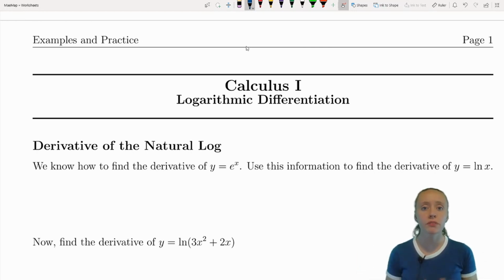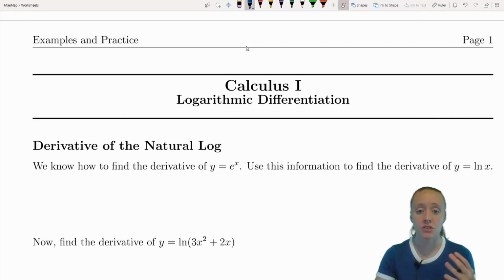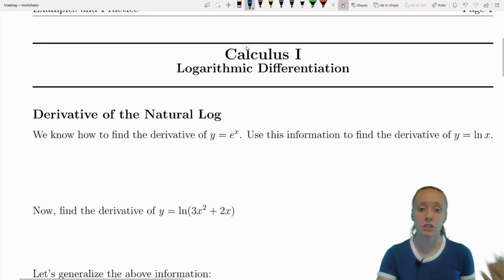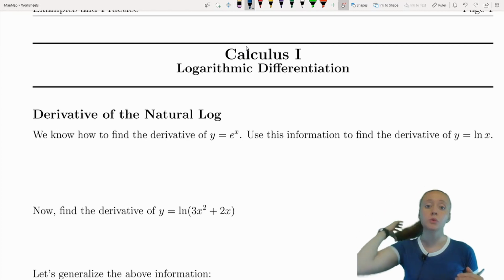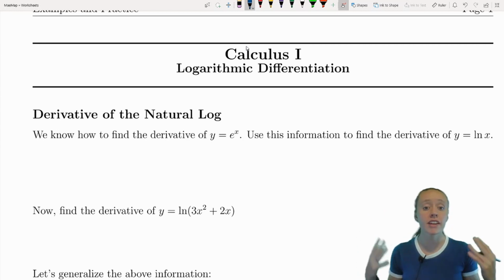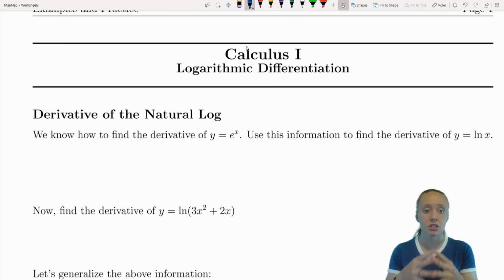So now that you've hopefully reviewed those rules on your own, or reviewed them using one of my other videos, let's dive into the derivative of the natural log. So we already know how to find the derivative of y equals e to the x. Remember, the derivative of y equals e to the x, that dy/dx, is equal to e to the x. The derivative of e to the x is e to the x. So we're going to use this information to find the derivative of y equals the ln of x.